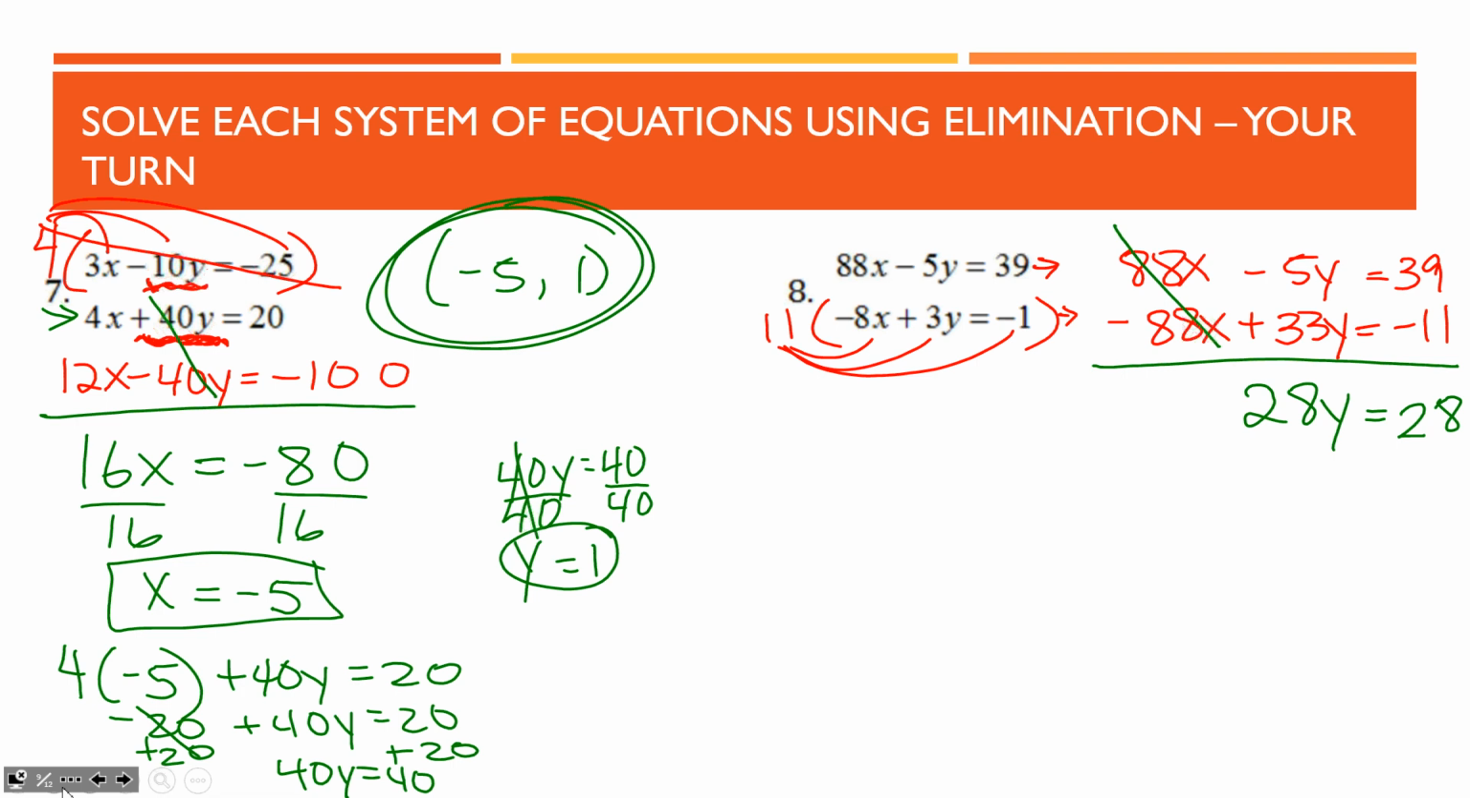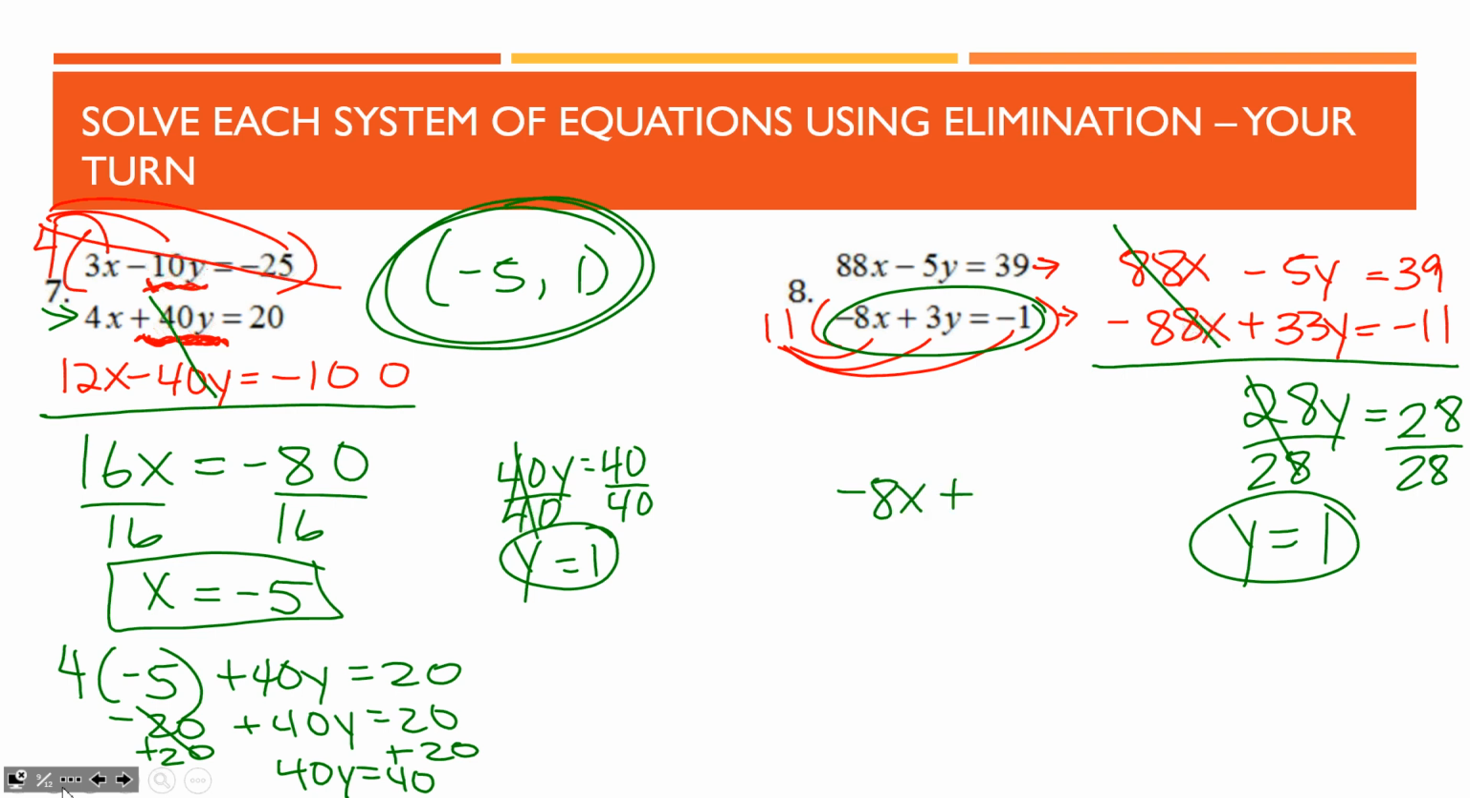To solve for y, I'm going to divide both sides by 28, and 28 divided by 28 is 1. And again, I pick either equation, doesn't matter which one. I'm just going to pick the second one because it seems to have smaller numbers. And I'm going to plug in y is 1. So 3 times 1, equals negative 1, right? And I'm solving for x. So negative 8x plus 3 times 1, which is 3.